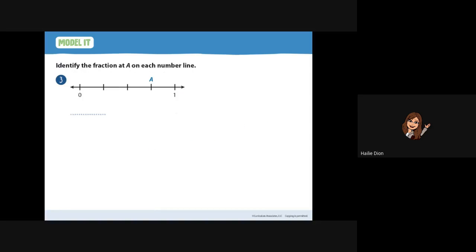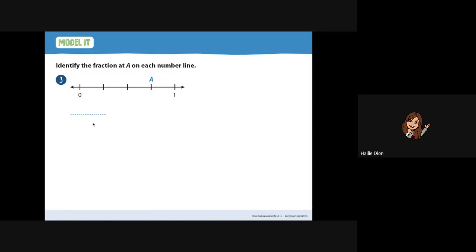Okay. So now we have to identify the fraction of A. So we need to figure out what fraction this is on the number line. We're going to do a couple examples of these. So if we look, we have 1, 2, 3, 4 equal parts. So that means our denominator will be 4.